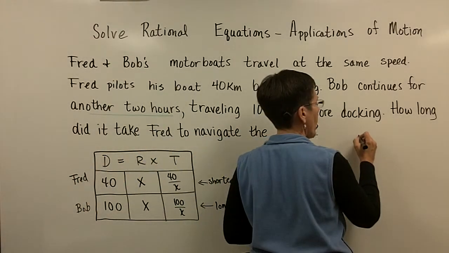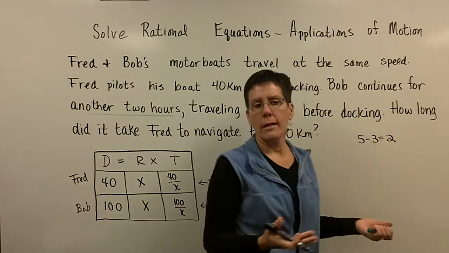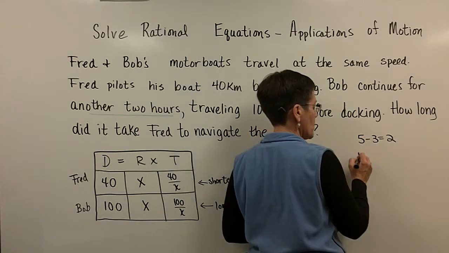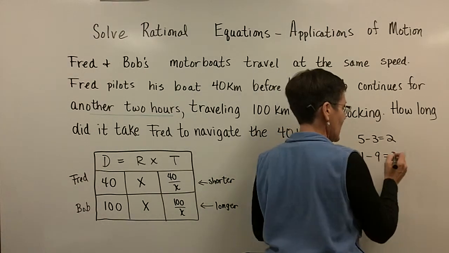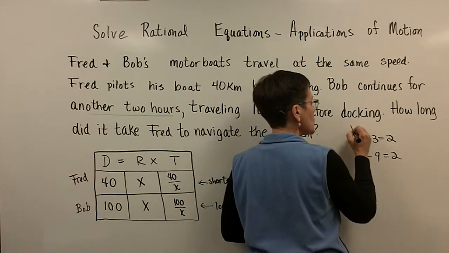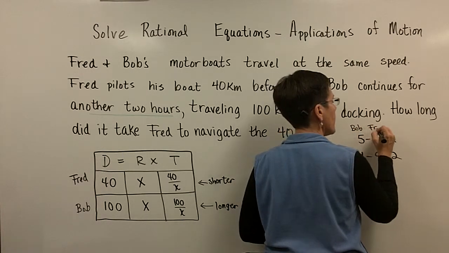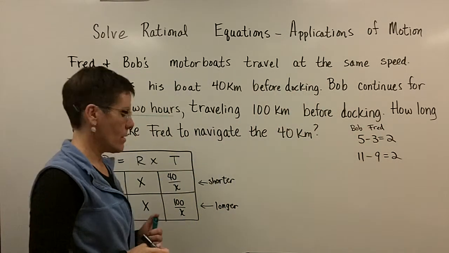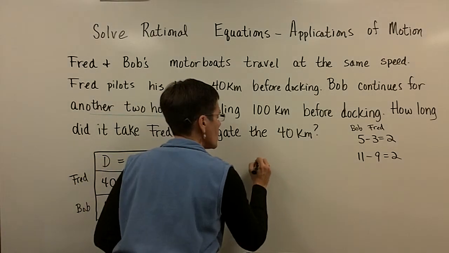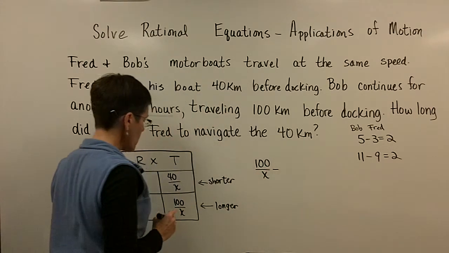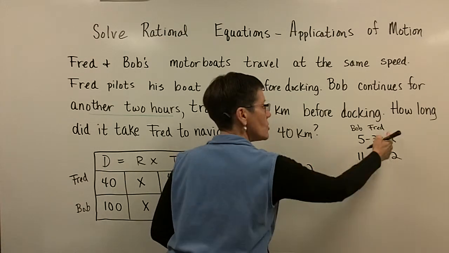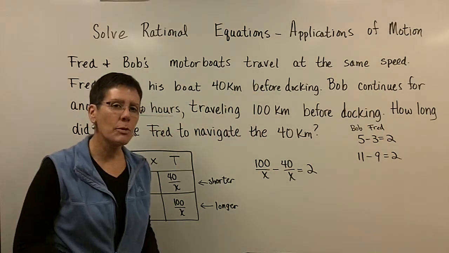Let's just make up some numbers. Let's say Bob travels for 5, then Fred's going to have to travel for 3 in order for Bob to travel 2 more hours. Or say Bob travels for 11, then Fred must have traveled for 9 in order for Bob to have traveled 2 extra hours. So this was Bob, and this was Fred. Bob's time was 2 more than Fred. So all I'm going to ask of us is to take Bob's expression, 100 over x, which represents his time, and subtract Fred's time, which is 40 over x, and set that equal to the 2 hours. Again, that's just to help you feel the problem.